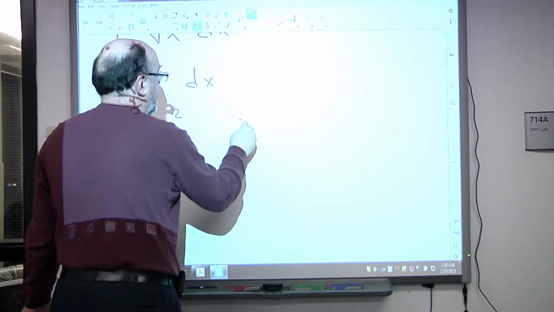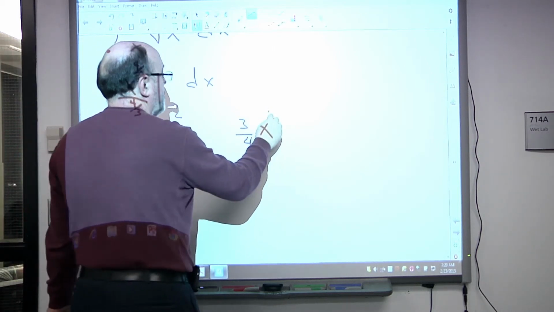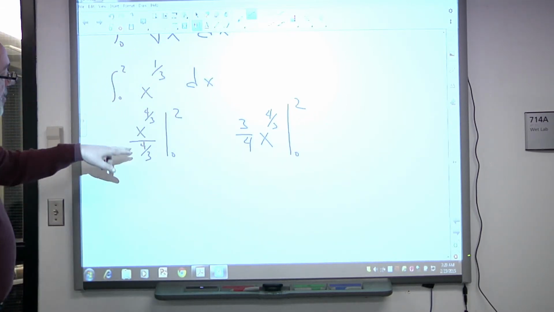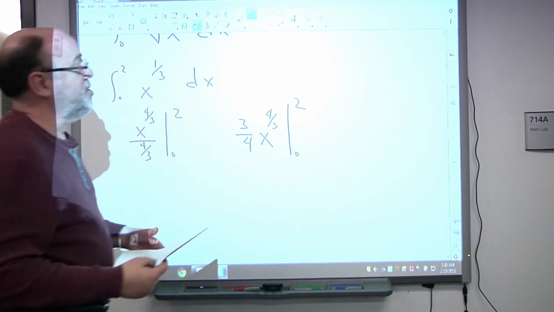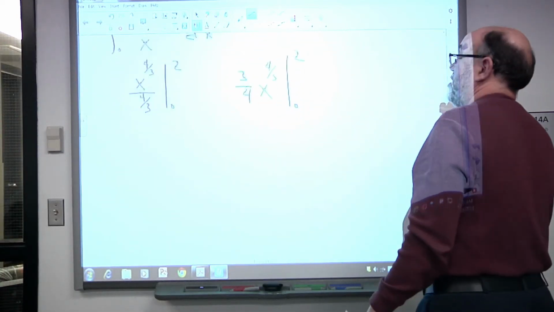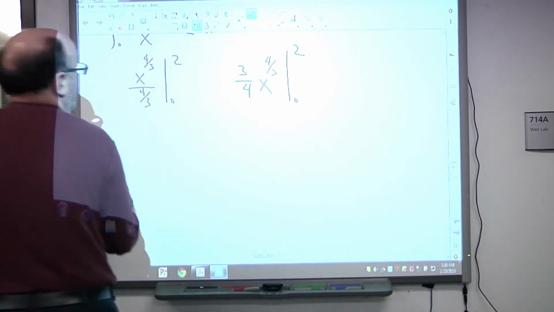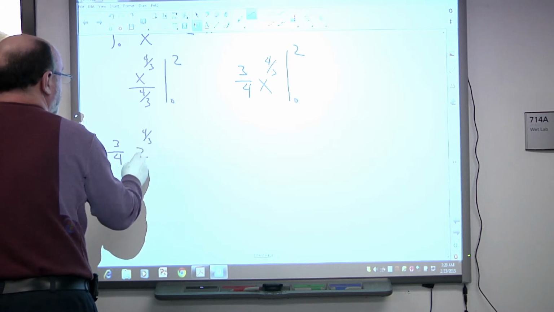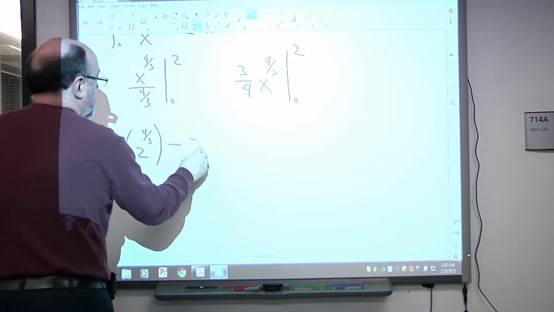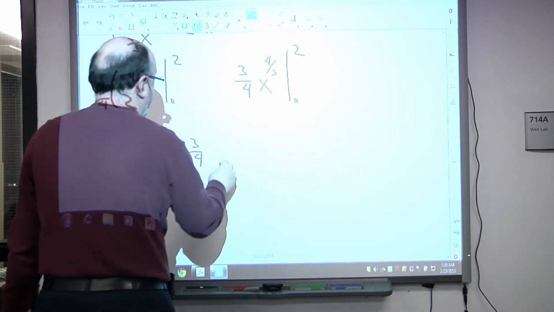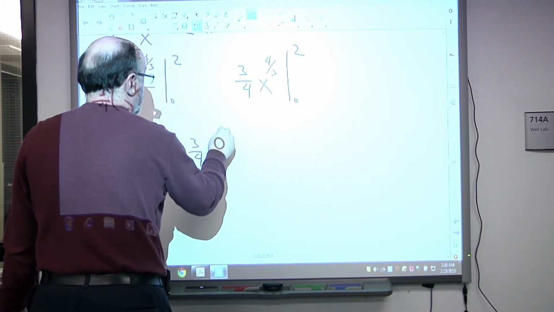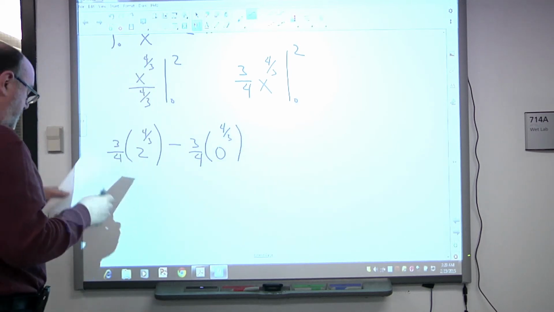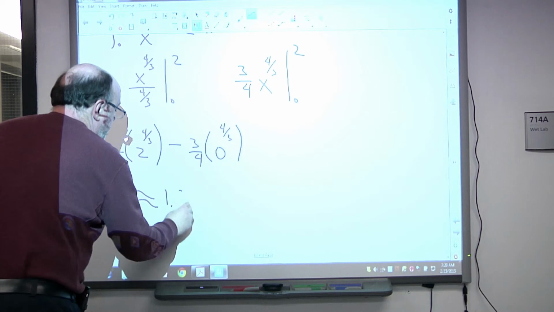And so this will become 3/4 x to the 4/3 evaluated from 0 to 2. After all, 1 divided by 4/3 will be 3/4. And so then the next step is just plug in the numbers. So we get 3/4 times 2 to the 4/3 minus 3/4 times 0 to the 4/3. And that one will come out to be approximately 1.89.